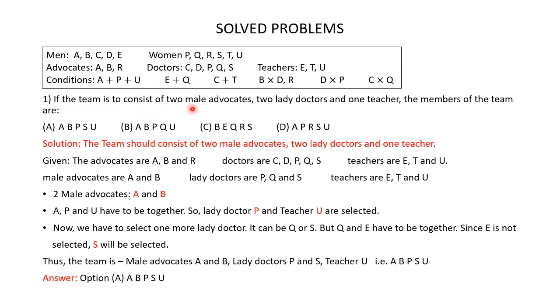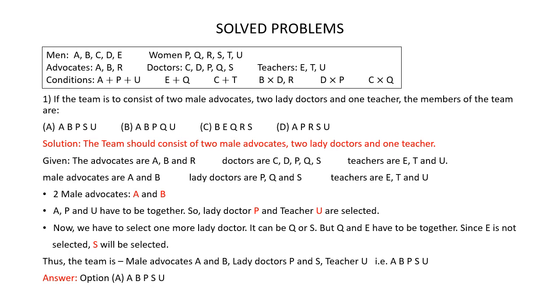If the team is to consist of 2 male advocates, 2 lady doctors and 1 teacher, the members of the team are, here you are given 4 options and you have to find out which of these options is the correct one. So the team should consist of 2 male advocates, 2 lady doctors and 1 teacher.